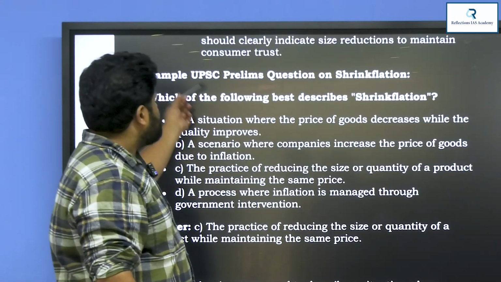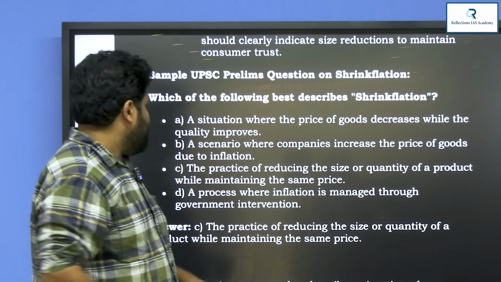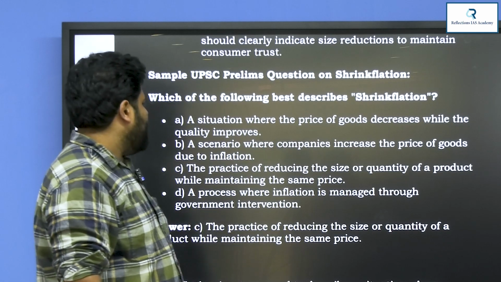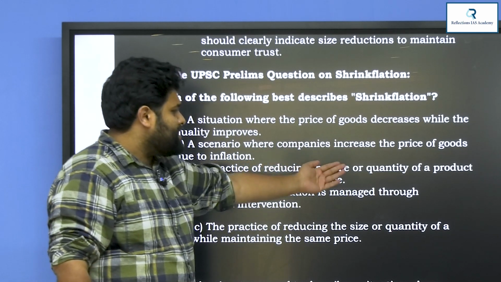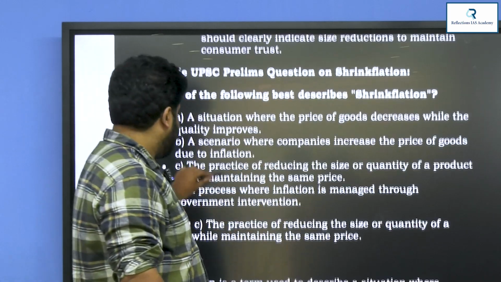And this is just like a UPSC sample question. They may be asking you what is shrinkflation. So if you see this question, the right option is C. The answer is written over here. The practice of reducing the size or quantity of a product while maintaining the same price, okay?